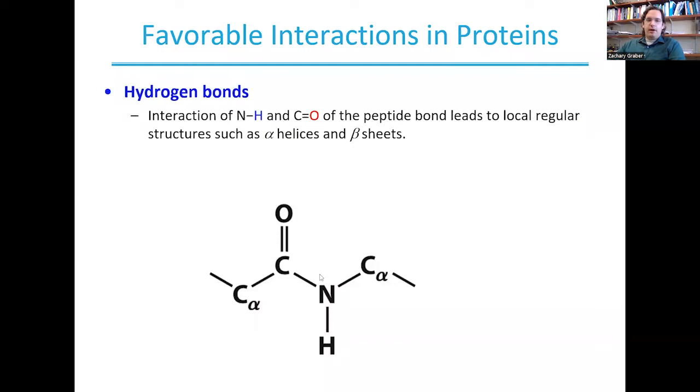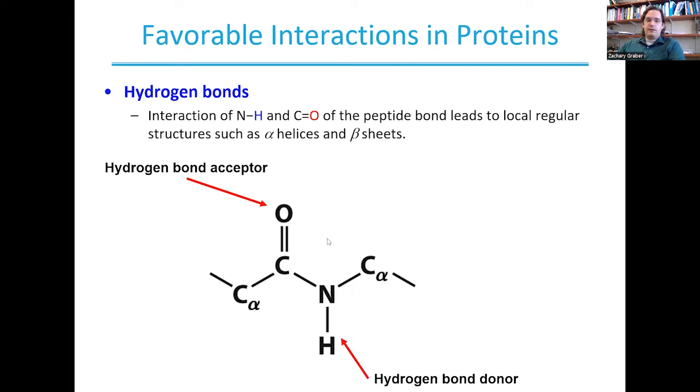Previously, we saw with our peptide bond shown here that we have our hydrogen bond acceptor of our carbonyl carbon and oxygen, and our hydrogen bond donor of our nitrogen and its hydrogen. Of course, these are mostly involved in our secondary structures, our alpha helices and beta sheets, but they can also be involved to some extent in our tertiary structure as well.